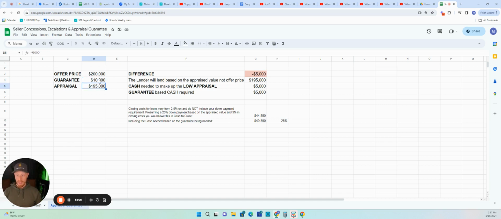Let's say the appraisal came in drastically low, at 180,000. Boom, there's a 20 grand difference, cash needed to make up the low appraisal. It's still 20 grand, but you only guaranteed 10. So as long as you can renegotiate with the seller at 180.